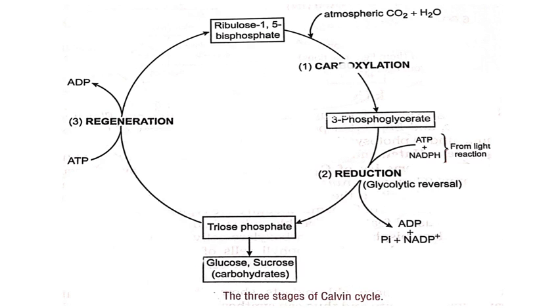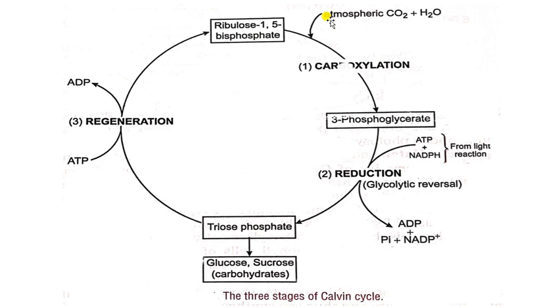So now we begin with the first step in the Calvin cycle, and that is carboxylation. It is the fixation of carbon dioxide into a stable organic intermediate. The first step in Calvin cycle is carboxylation of ribulose 1,5-bisphosphate, RuBP, by atmospheric carbon dioxide in the presence of the enzyme RuBP carboxylase or Rubisco.